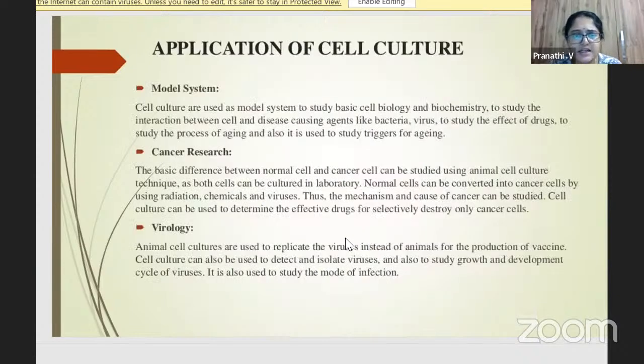And what are the applications of cell culture? The culture is used as a model for studying cell biology, biochemistry, and research, and at the same time for studying different kinds of diseases, drug toxicity, senescence, and for cancer research. That is, you're going to see the difference between your normal cell and cancer cell, and at the same time you can see how normal cells are being converted into malignant or cancer cells through different kinds of methods, be it physical, chemical, or biological.